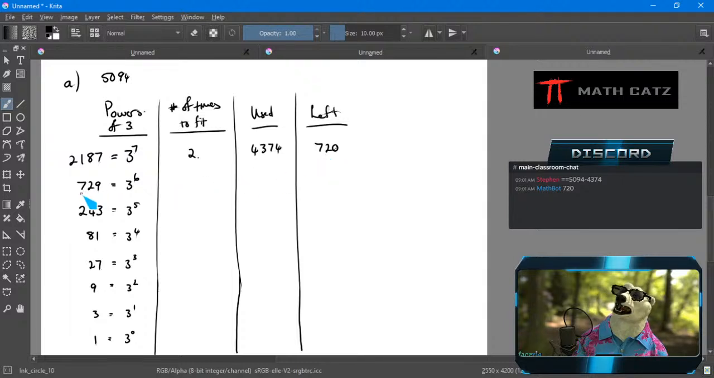My next group size is 729. Obviously, that cannot fit. It's close, but it cannot. I've used none of it. I still have 720 left. That's okay. I just need to keep track of it. Then for the next group size, 243, let's see how many times can that fit. I'm thinking 2 times, but let's double check. Double check, be sure.